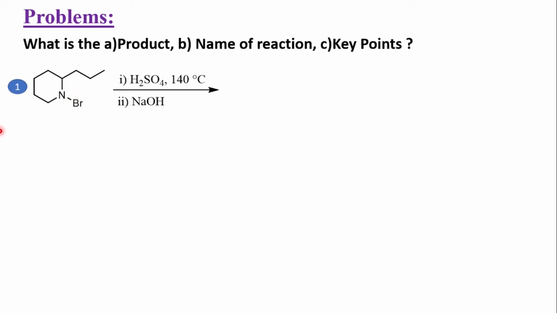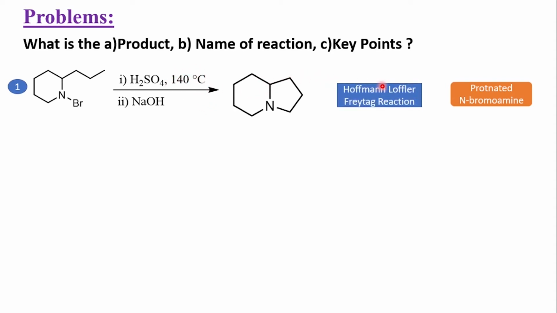And the key point is here: in the presence of acid, this will form a protonated N-bromoamine compound. After that, this protonated N-bromoamine is treated at 140 degrees Celsius to undergo the Hofmann-Loeffler-Freytag reaction, and that is our product. If you want to see the mechanism of the Hofmann-Loeffler-Freytag reaction, you have to follow our previous videos.